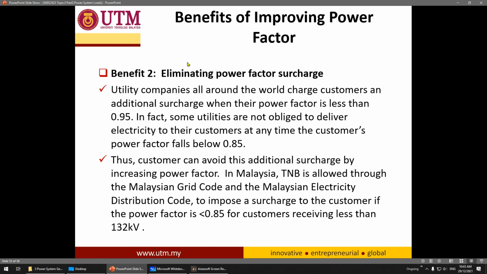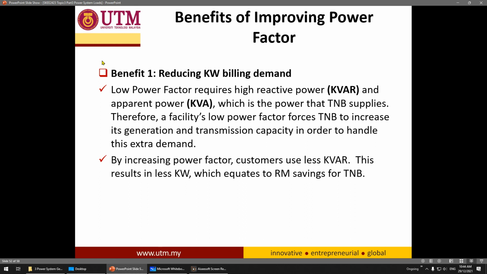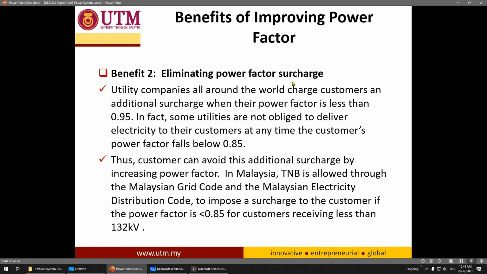Another benefit, this one is for the system. Benefit two is for the cost. Remember that I said you need to pay the penalty. Utility companies all around the world charge customers an additional surcharge when the power factor is less than 0.95. In fact, some utilities are not obligated to deliver electricity to the customer at any time the power factor falls below 0.85. Thus, customers can avoid the additional surcharge by increasing the power factor. In Malaysia, it is 0.85. So the first benefit is a smaller, more efficient system. The second is to eliminate the surcharge.